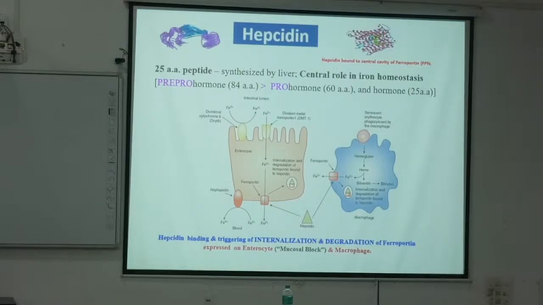So when the blood level of iron is very high, hepcidin also is increased. What does hepcidin do? Hepcidin binds with ferroportin, and that is internalized. So hepcidin binding triggers internalization and degradation of ferroportin, which is expressed only in the enterocyte and in the reticuloendothelial cell. See, there are two ways of regulating iron. One is at the reticuloendothelial cell and another is at the intestine.